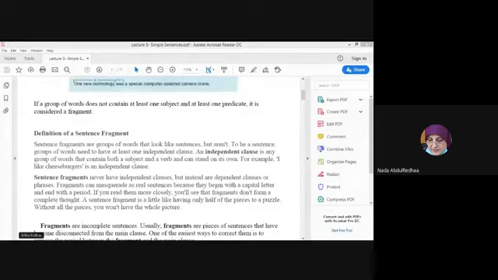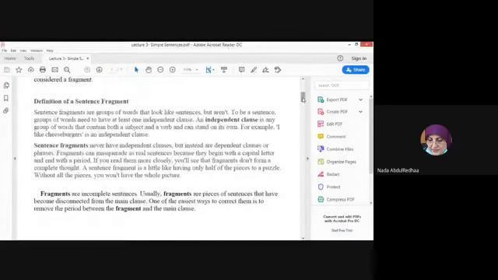Okay. So we said that within a simple sentence, there should be at least one subject and at least one predicate. If there is no subject and no predicate, it is considered a fragment. Now we come to a definition of a sentence fragment. Sentence fragments are a group of words that look like a sentence, but actually they are not.